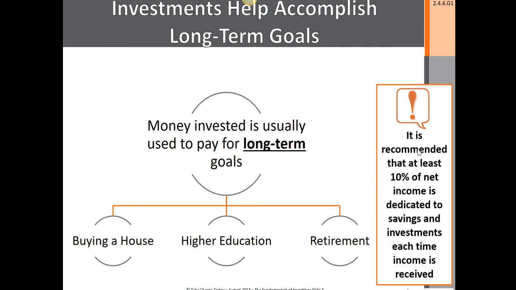This is what most financial advisors recommend, 10% of your net income. Okay, that's after taxes, deductions, anything like that, whatever you have, your take-home pay. It's dedicated to savings and investments each time you receive a paycheck. You may not be able to do that amount. You may be able to do more, but we do recommend do whatever you can to put a certain percentage of that net income into savings and investments.